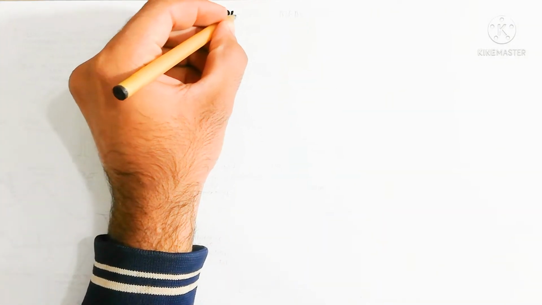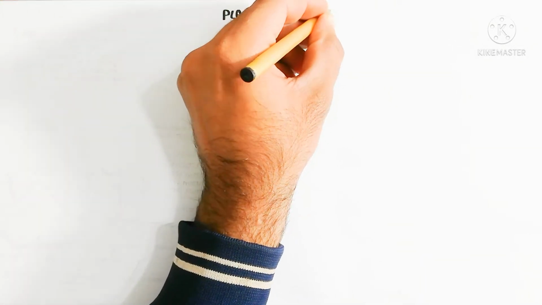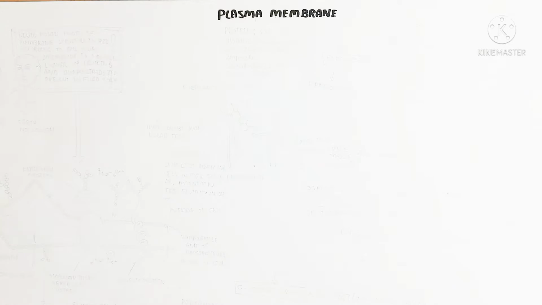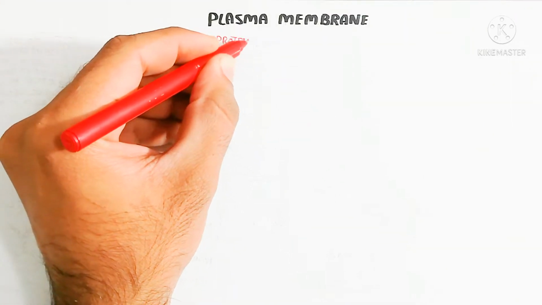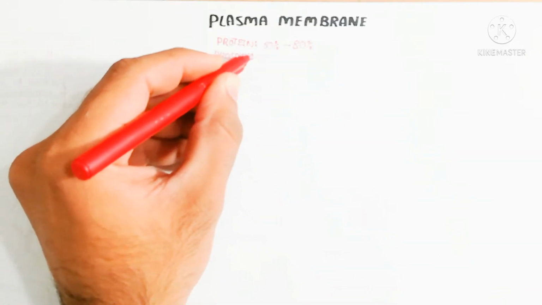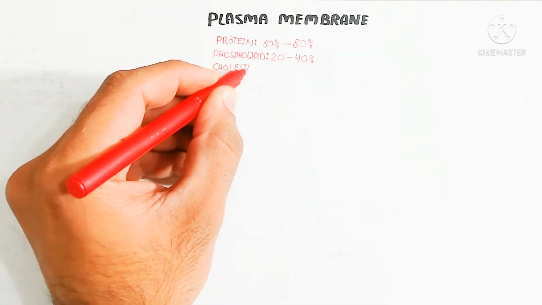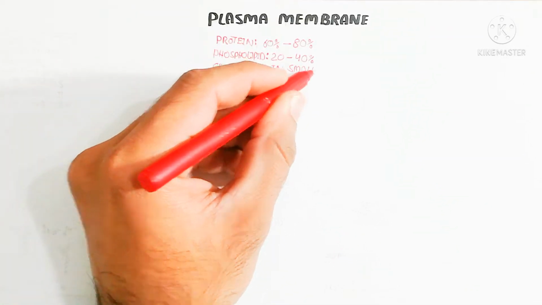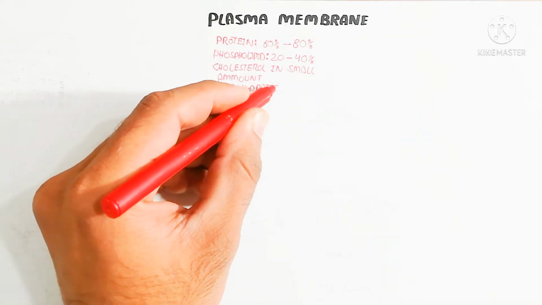Hello, in this video we will discuss the plasma membrane, and specifically the fluid mosaic model. First of all, I want to share the content of the plasma membrane. The plasma membrane contains 60 to 80% protein, while phospholipids or lipids contain 20 to 40%, and cholesterol and carbohydrate are present in small amounts.